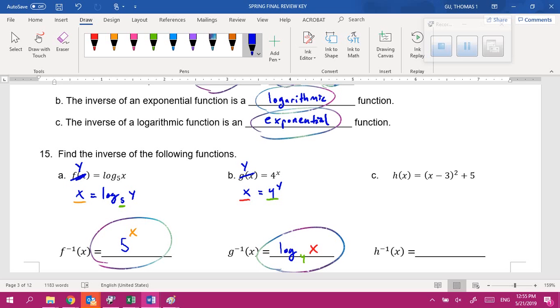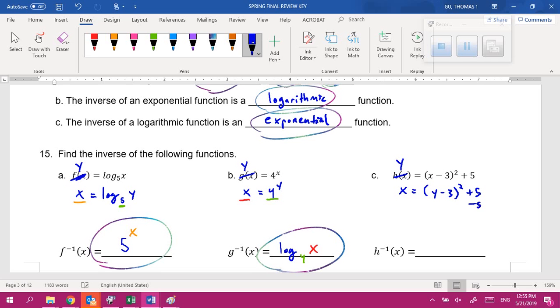This starts off as what? Oh, this is not even a logarithm or exponential. This is just a normal quadratic equation, right? So this one we're going to change the h of x into y. We're going to switch the x and the y. So we have x equals y minus 3 squared plus 5. And now we have to solve for y by itself, right? So I need to undo all this and get y by itself. So what should I do?